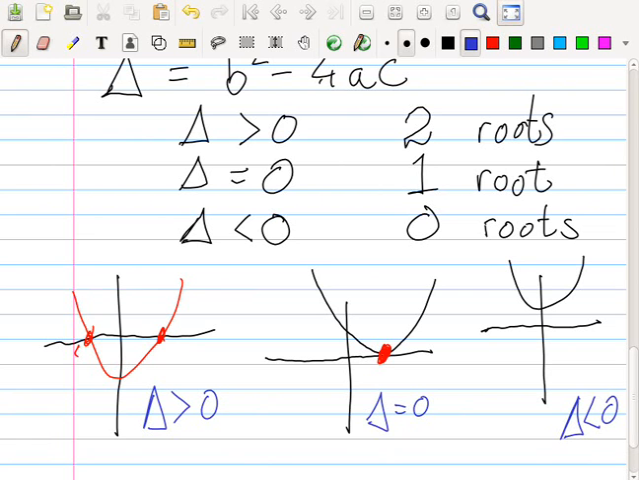And again, this is also something else that can help you to draw your graphs, because if you know your graph has no solutions, then you shouldn't be trying to find the solutions and draw it cutting the x-axis. So this is another tool at your disposal to help you draw quadratic curves.